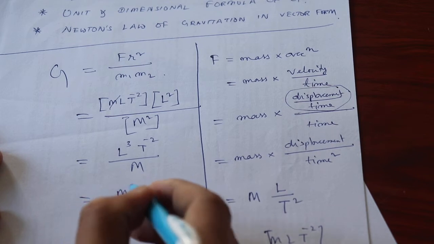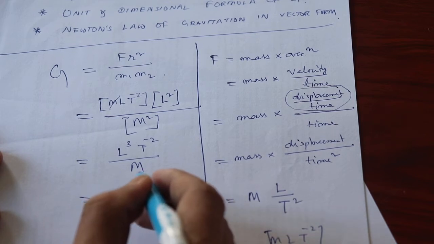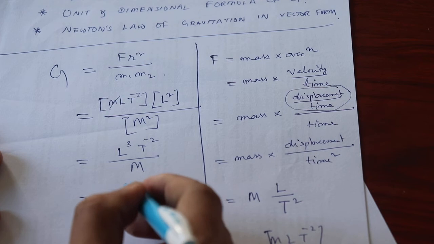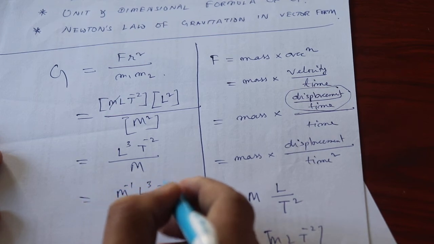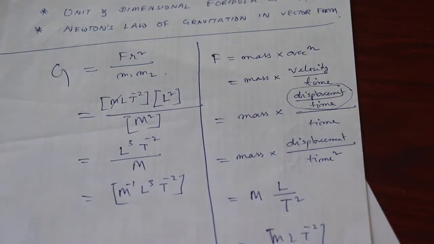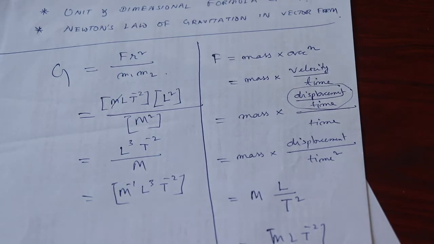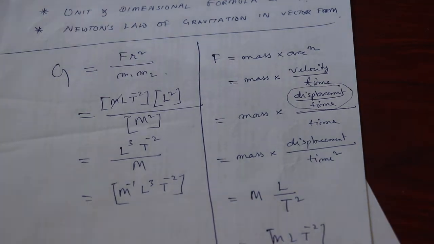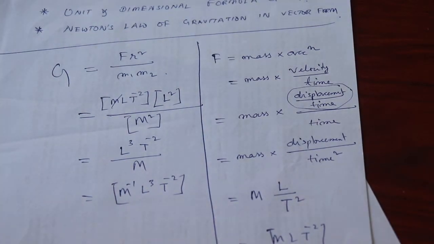Then you can write M. You bring it up here. M minus 1, L cubed and what? T minus 2. Okay. So this must be the dimensional formula of universal gravitational constant. Let's go through it one more time. Let me just verify whether what we have solved is correct or not. Yes, it's correct. M minus 1, L cubed T minus 2 is correct. Okay, this is the dimensional formula of universal gravitational constant. Okay, so you need to practice this.